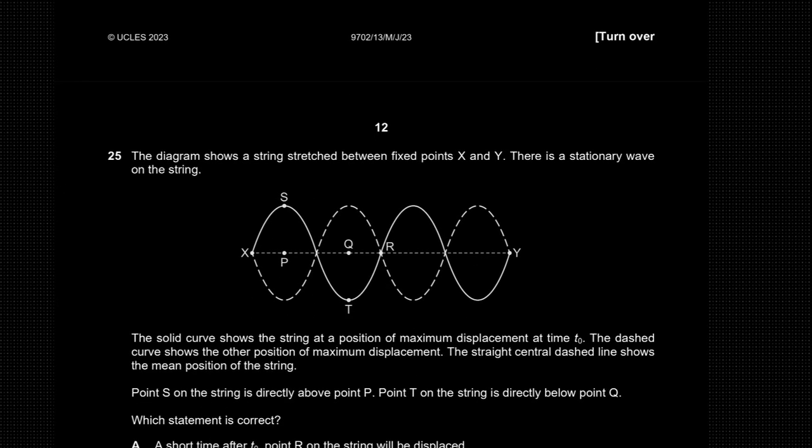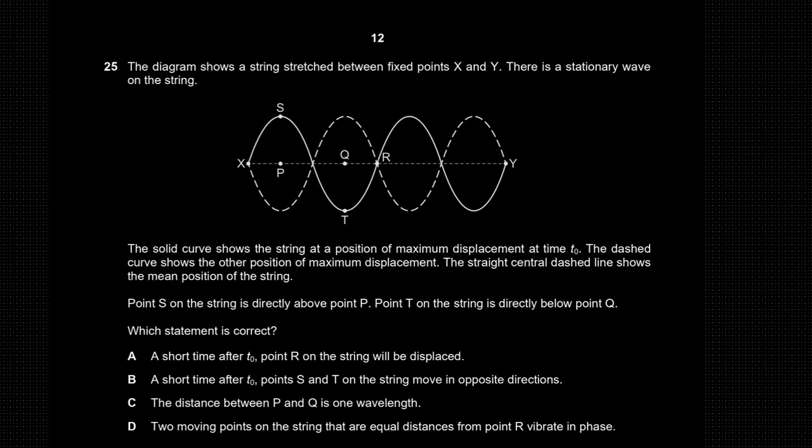Let's have a look at question number 25. So this says the diagram shows a string stretched between two fixed points x and y. There is a stationary wave on the string. The solid curve shows the string at a position of max displacement at time t naught. The dashed curved line shows the other position of max displacement. The straight central dashed line shows the mean position. Point S on the string is directly above P. Point T is directly below Q, and this is what is shown.